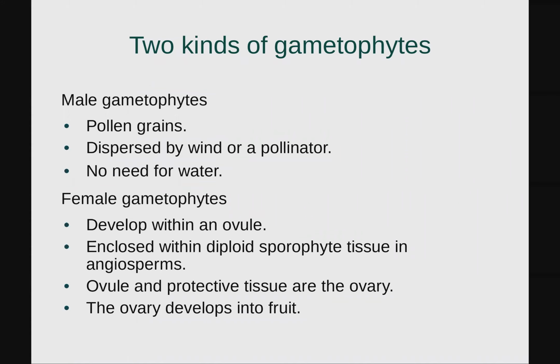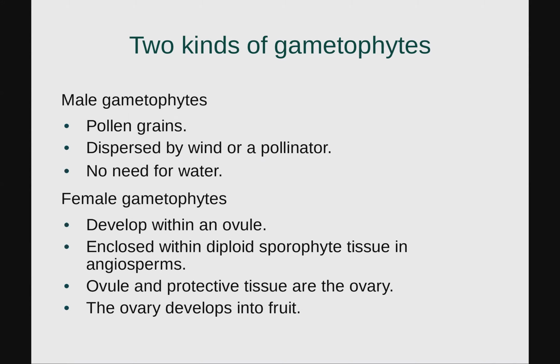They're typically dispersed by wind or a pollinator. There's no need for water here. Everything else we discussed thus far needed water, but we don't need water for our seeded plants. And then we have the female gametophytes. They develop within a structure we call the ovule, and they're enclosed within a diploid sporophyte tissue in angiosperms.